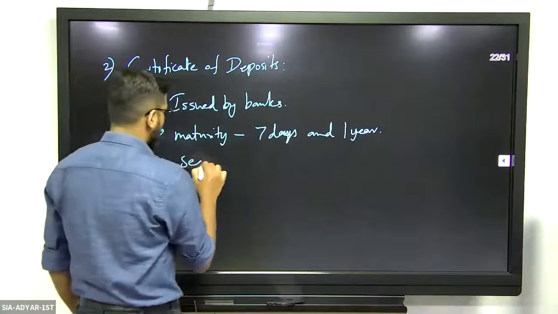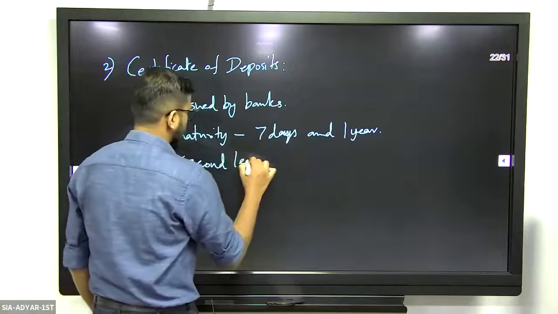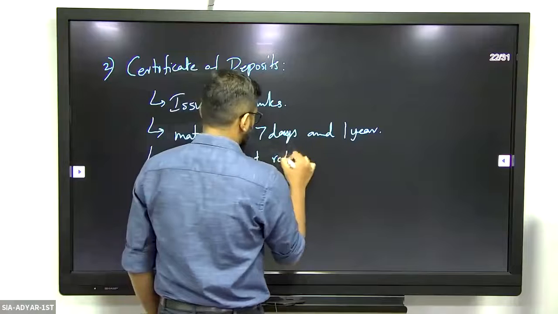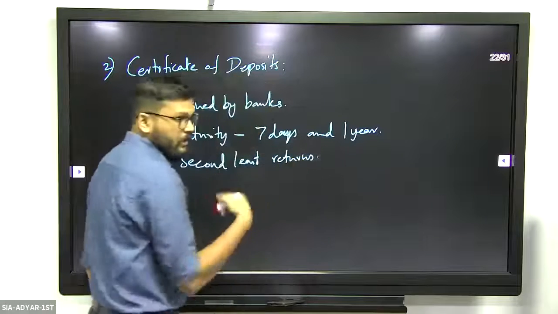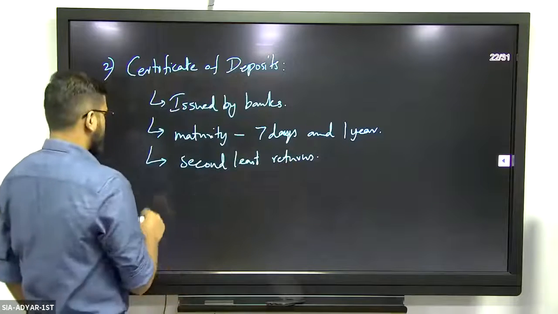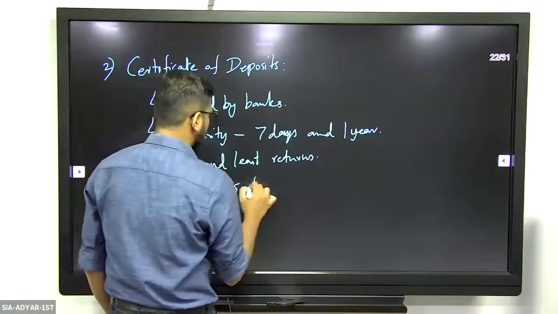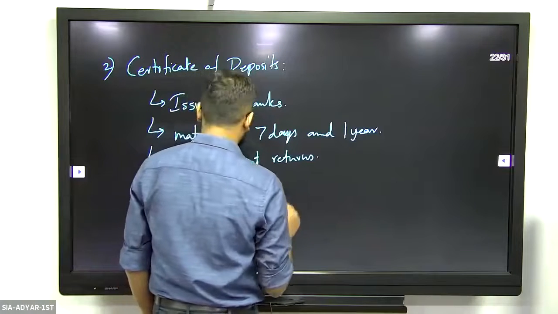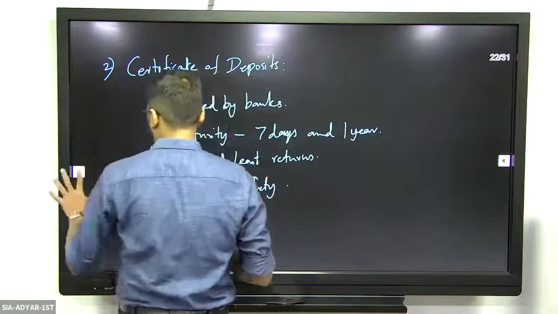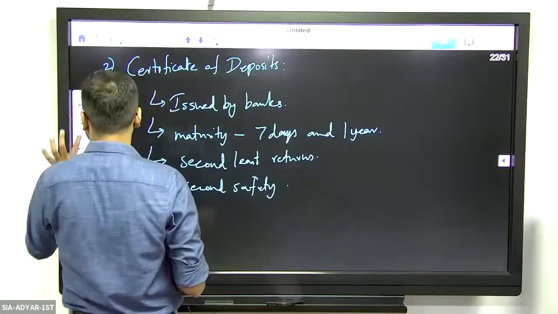Okay. Second least returns, after government security, after T-bills. Second safest instrument, because banks are very strictly regulated by the RBI. Second safest.